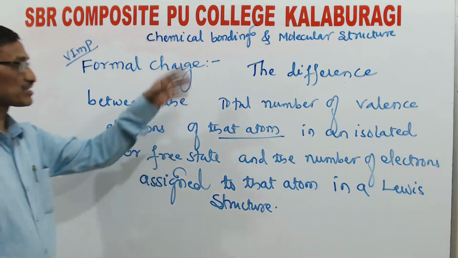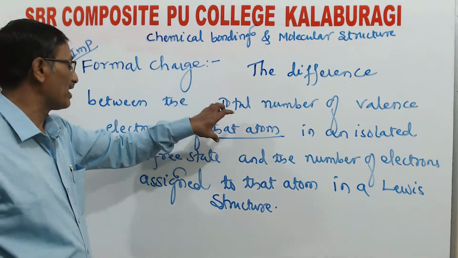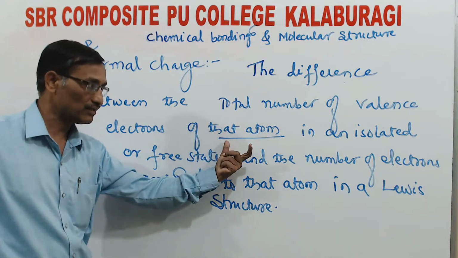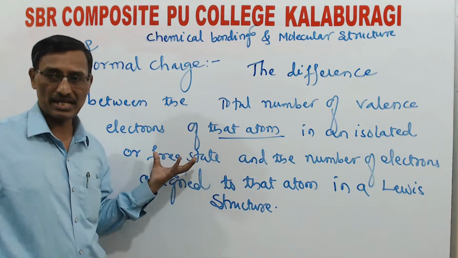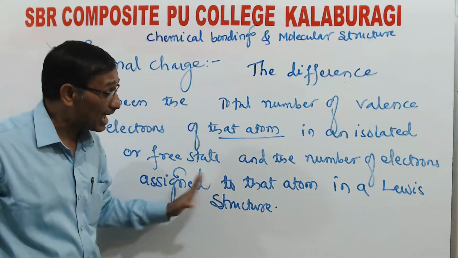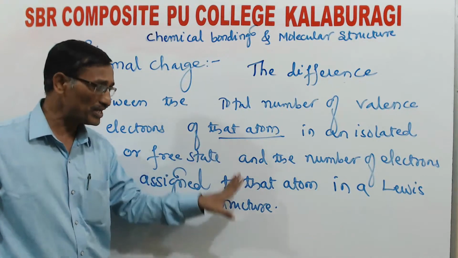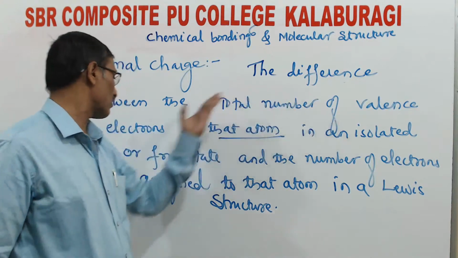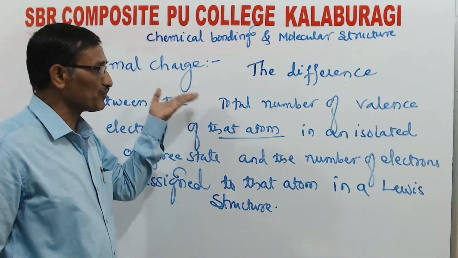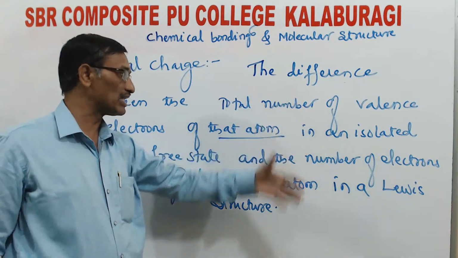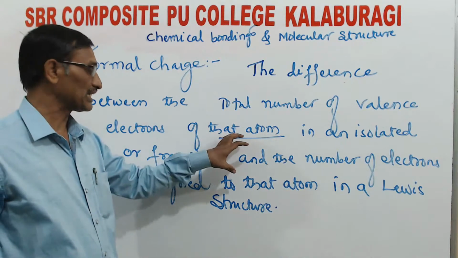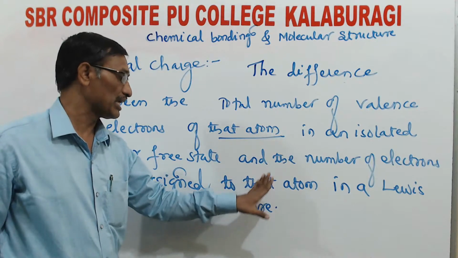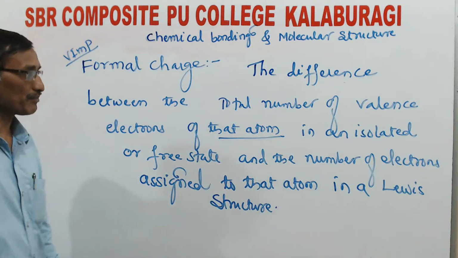So what I said, the difference between the total number of valency electrons of that atom in an isolated or a free state, and the number of electrons assigned to that atom in a Lewis structure, that is known as formal charge. You can also say the difference between the number of valency electrons of that atom in a free state and the number of electrons assigned to that atom in a Lewis structure, that one you have to remember.